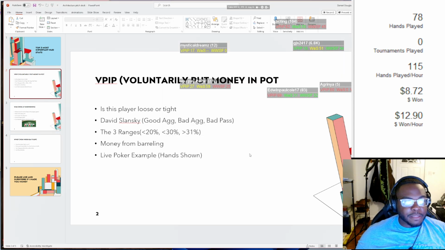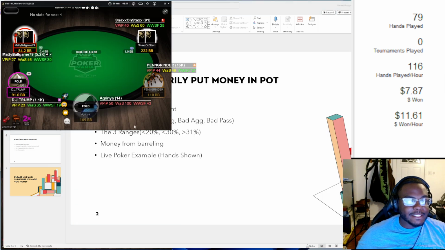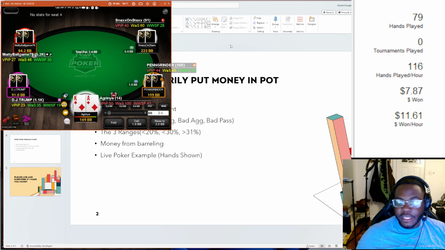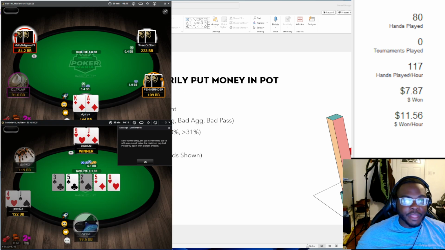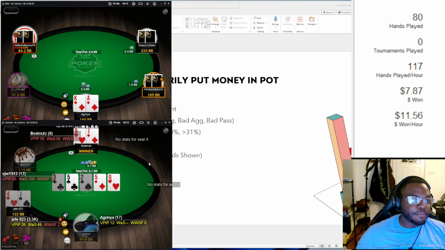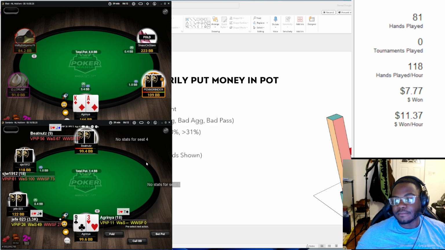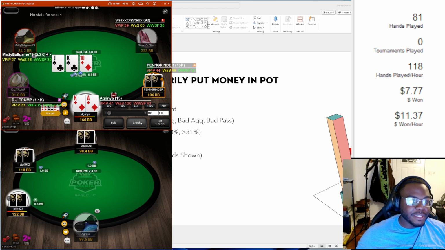So the VPIP. Voluntarily put money in the pot. This answers the question, is this player loose or is this player tight? And this is very important because typically tight is associated with a player that knows how to play the game. They know when to fold properly. They know that most of the money in poker comes from the top 25% of hands. So a tight player is a player that knows how to play the game, they've experienced the game.